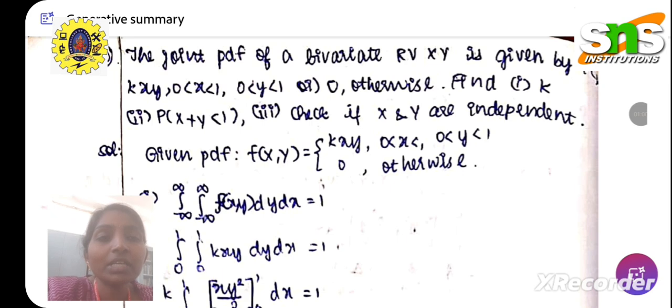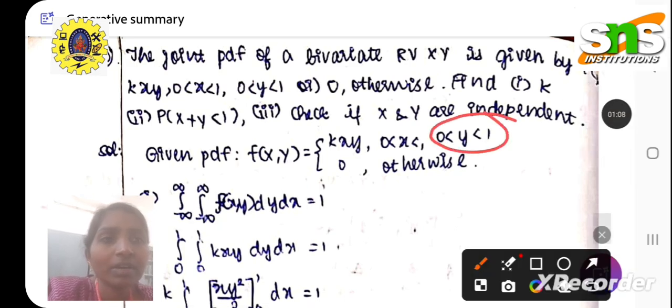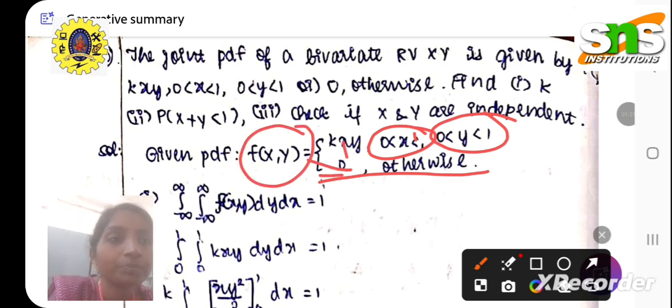y. Given that the probability density function f of x comma y is equal to kxy, where 0 is less than x less than 1 and 0 is less than y less than 1. X's range is 0 to 1, and y's range is 0 to 1. Both of the variables are having both the ranges as 0 to 1 and 0 otherwise, which means in all other places the value of f of x comma y will be 0.